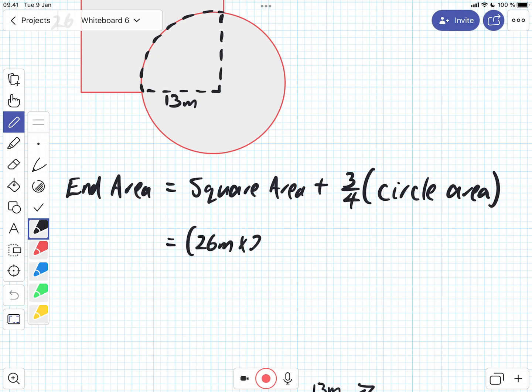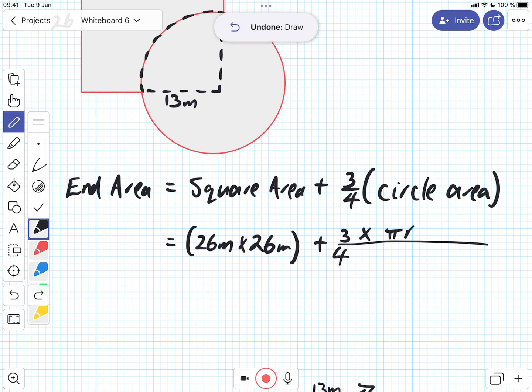So that's going to be 26 meters times 26 meters for the square, and then 3 on the top, 4 on the bottom for 3/4, and then times for of. So it's going to be pi r squared, because that's the formula for the area of a circle, as we see in MYP2. So r squared is just the radius times the radius, and the radius here is 13. So I'll just write pi times 13 times 13. The first bracket gives us the square area, and the second bracket gives us the 3/4 of a circle area.